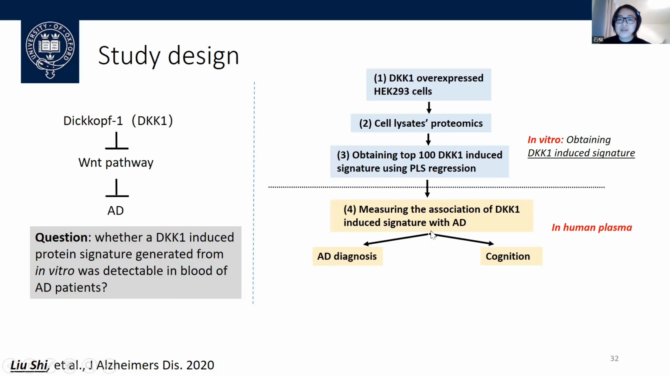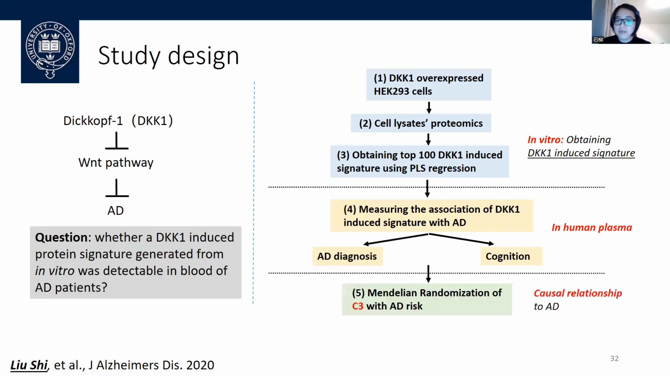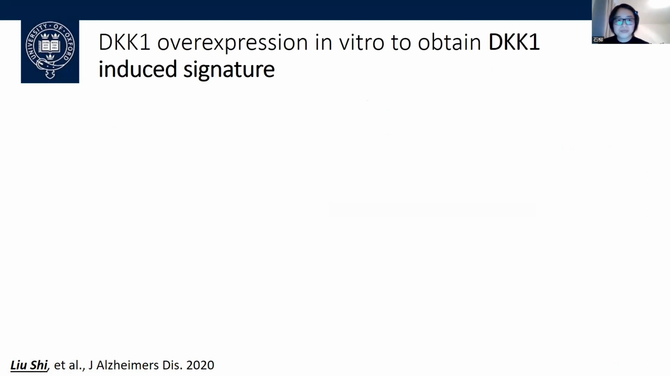So we measured the association of this DKK1-induced signature with AD diagnosis and cognition. Here we used the publicly available data as well as our own data. We found that one protein replicated across 2 different cohorts. We then further used Mendelian randomization to analyze the causal relationship between this protein and AD. So that's the pipeline of the study. And now I'll show you more details in each step.